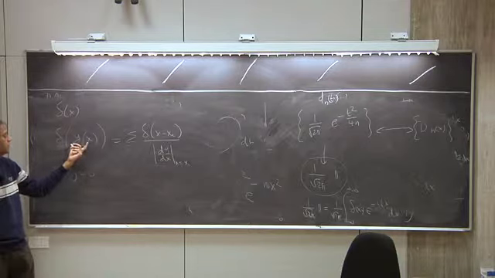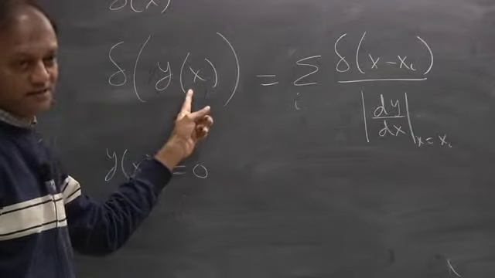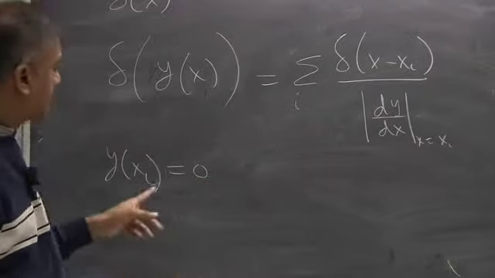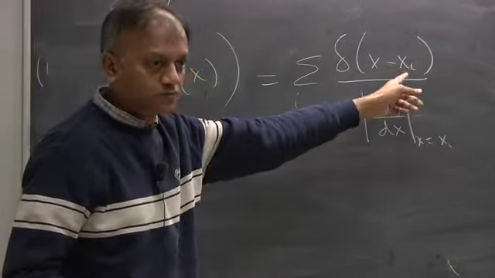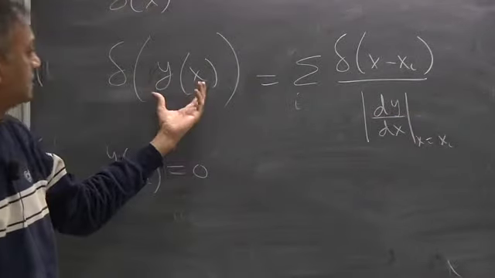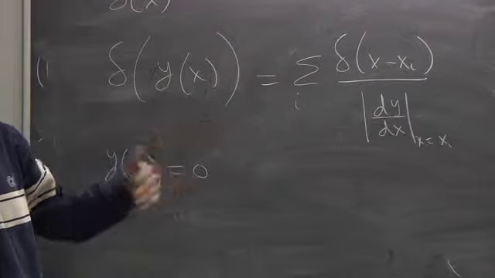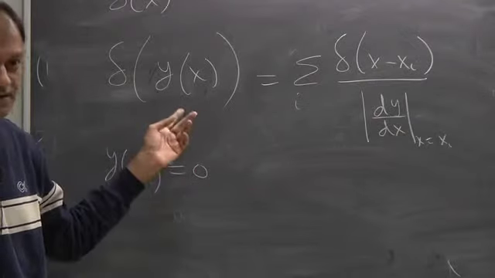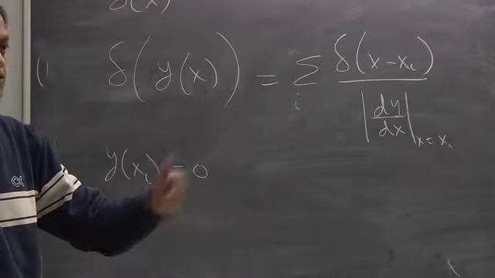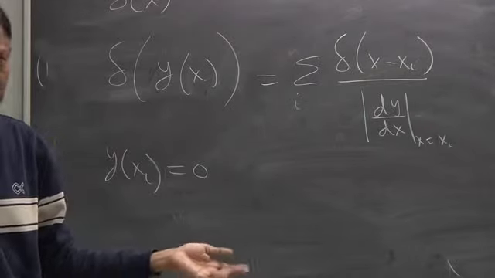So this will only contribute when y of x vanishes. That's why it's important to find out where y of x vanishes, right? And xi's are by definition those points where y of x vanishes. So in general, if y is not a linear function, but some, say, quadratic function of x, in general it can vanish at 2 points, right? If it's a cubic equation, it could vanish at 3 points and so on, right?